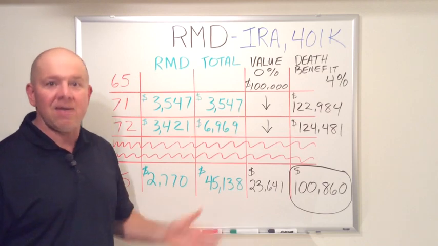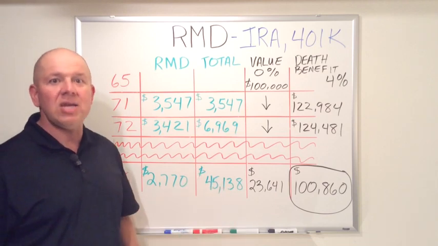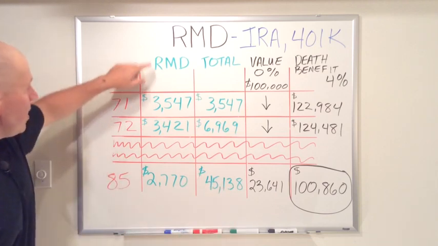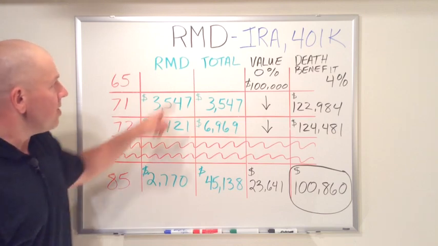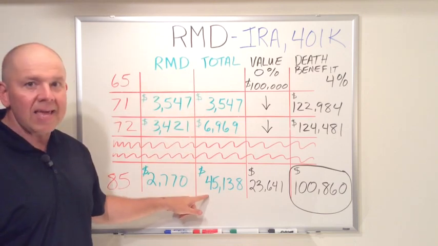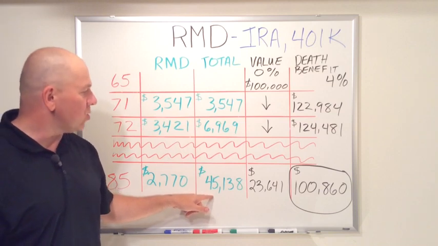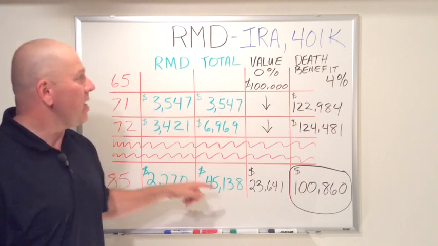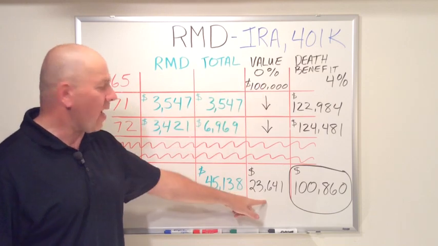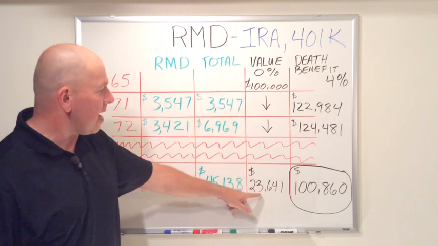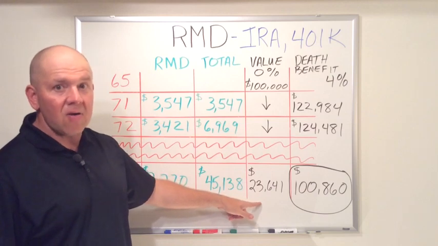So we're going to skip a bunch of years here and just cut right to the chase. Age 85. The guy passes away at age 85. What would have happened? Well, his RMD that year would have been $2,270. The total amount of RMDs he would have taken out would have been $45,138. We never earned any interest whatsoever on the account, so his account value after all this time has gone down in value because we never earned any interest.